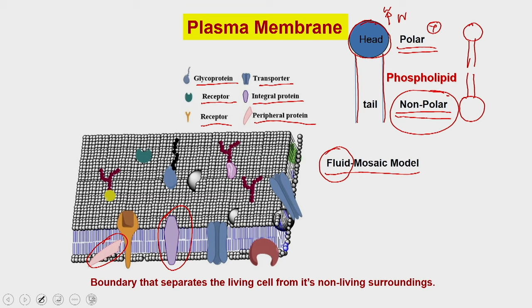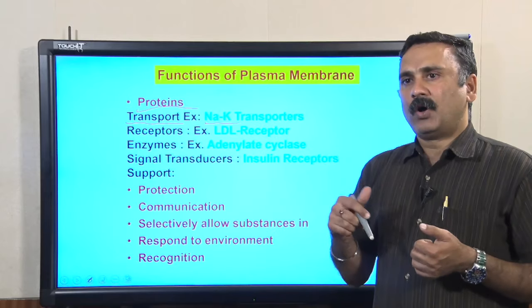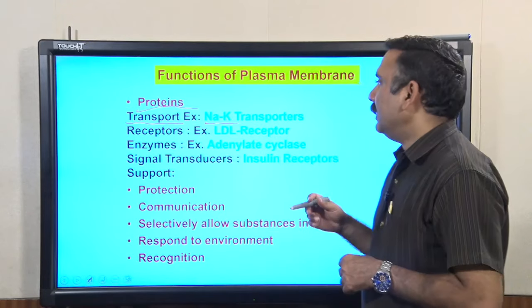So let's see what the function of the plasma membrane is. The plasma membrane, as we said, contains different types of proteins. These proteins fall into five different categories. One is transporters. The transporter's job is to transport a specific analyte across the plasma membrane. It could be sodium or potassium, or it could be different types of nutritious substances such as glucose or other food particles.